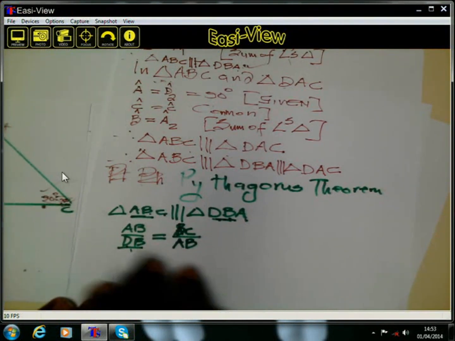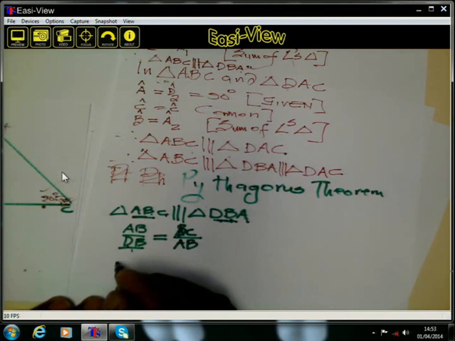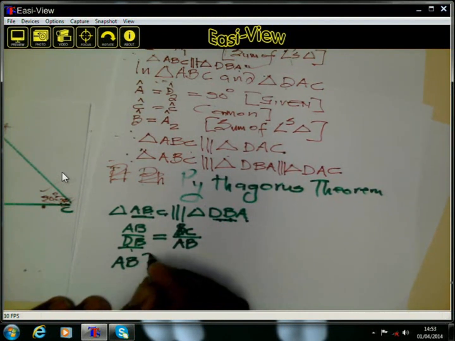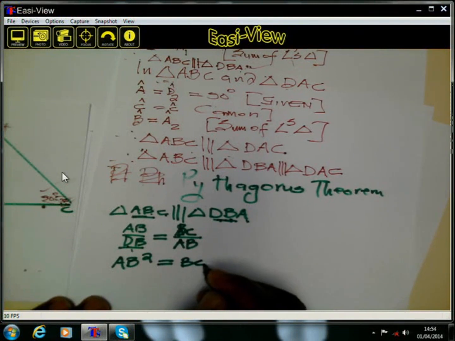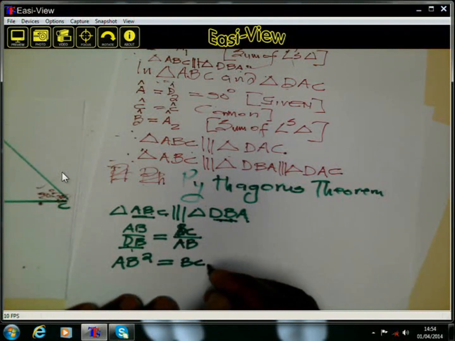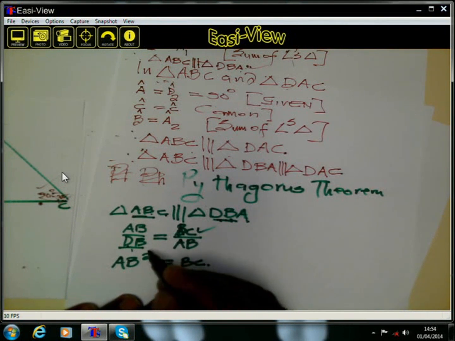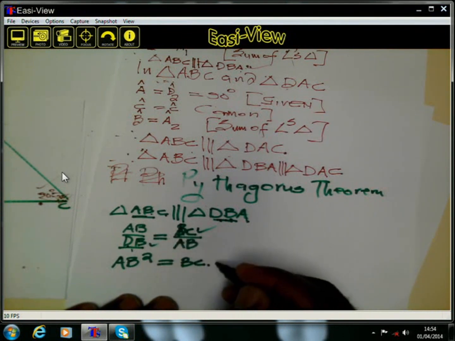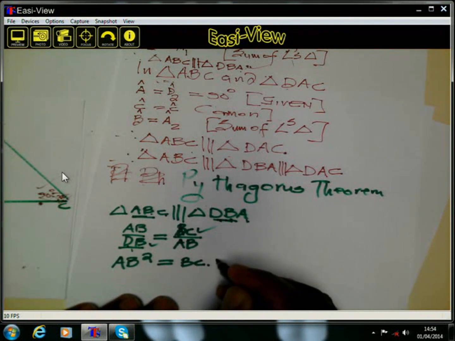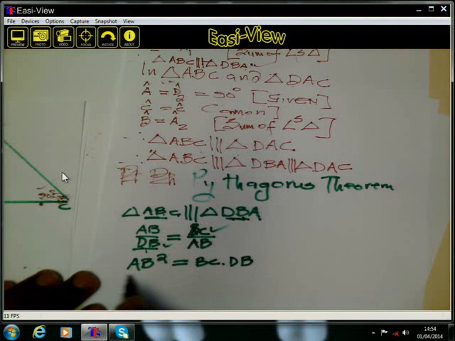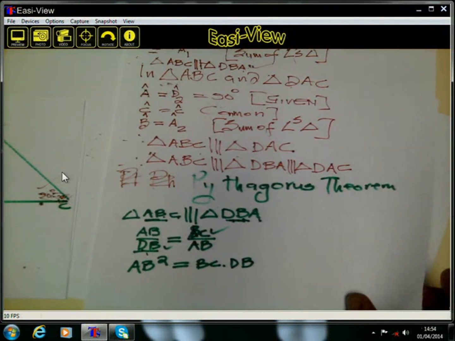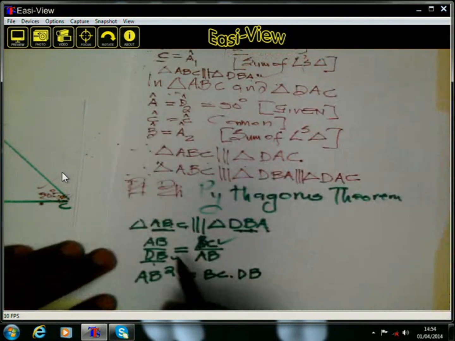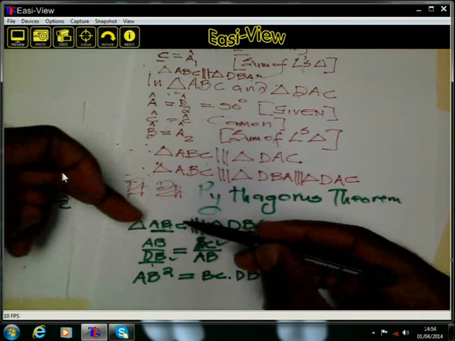Now, if I cross multiply here, I'm going to have AB squared, which is going to be equal to BC multiplied by DB. That is, this side multiplied by that side, BC multiplied by DB. That is the definition of AB squared. And this is the information that I've sourced from this similarity.